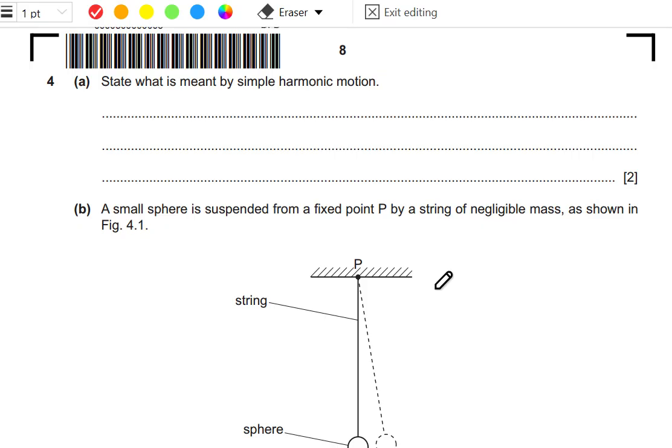What is meant by simple harmonic motion? Acceleration directly proportional to displacement and in the opposite direction.